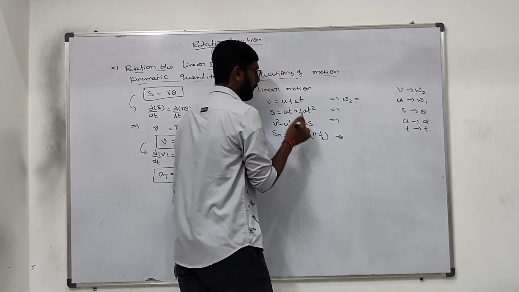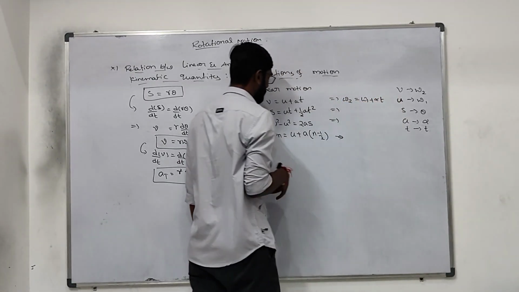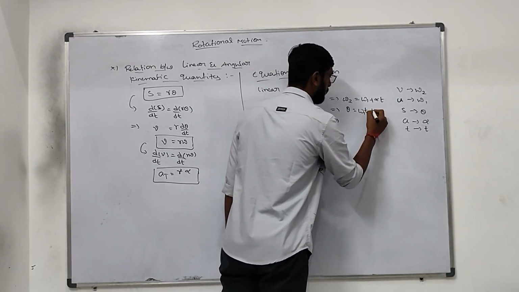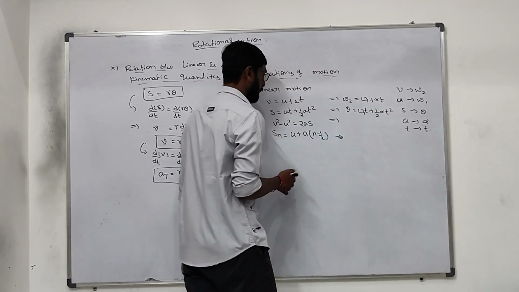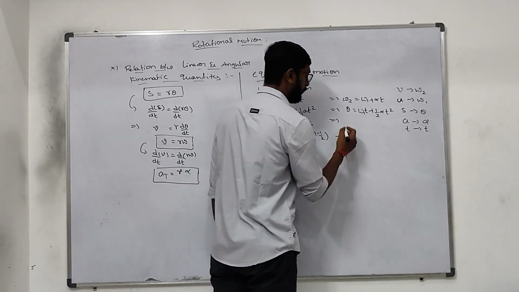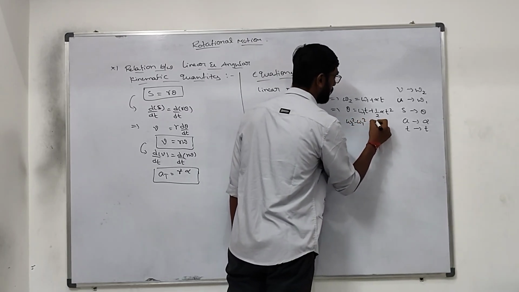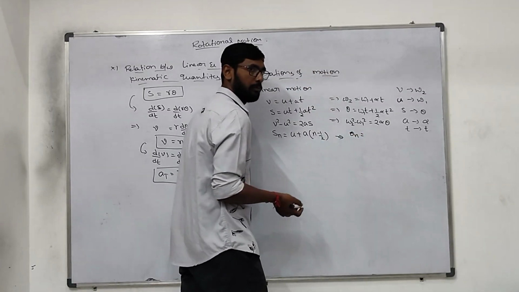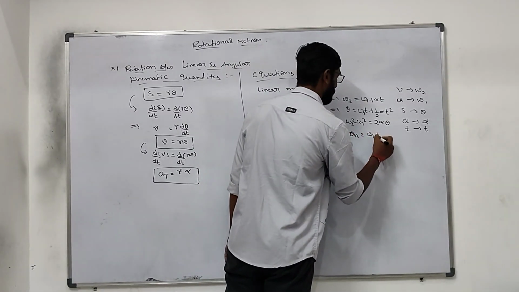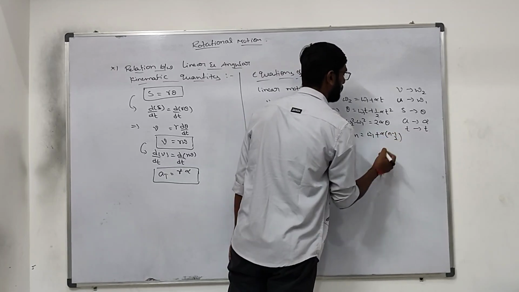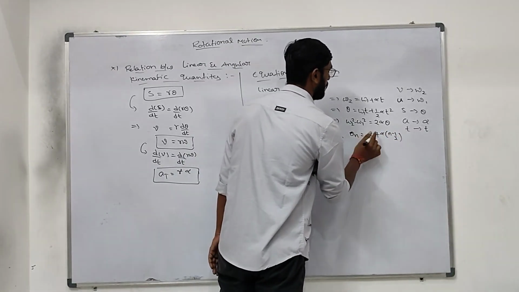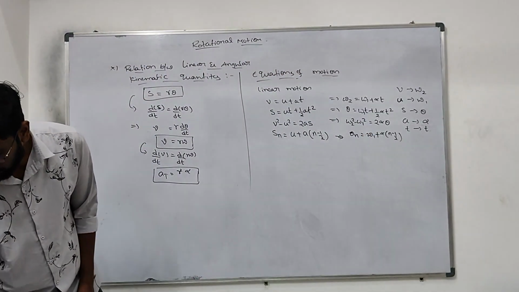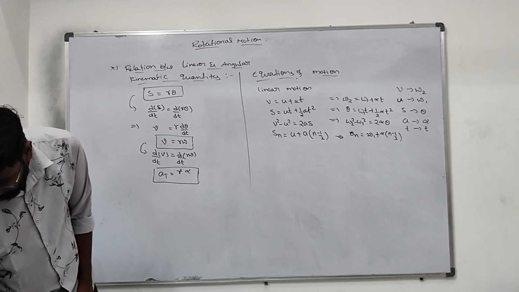Omega 2 equals omega 1 plus alpha t. s, that is theta, equals omega 1 t plus half alpha t square. Next, v square minus u square: omega 2 square minus omega 1 square equals 2 alpha theta. Next one is theta n equals omega 1 plus alpha into (n minus 1) by 2. So these are the equations of motion in case of rotatory motion.